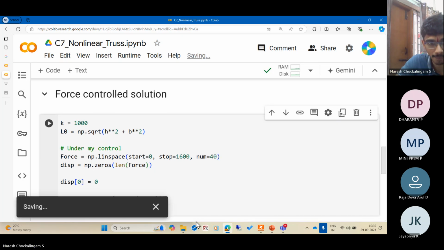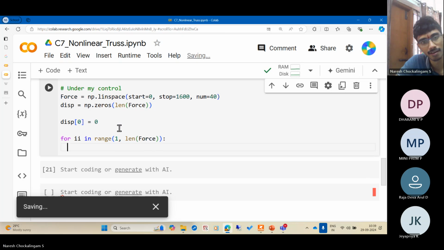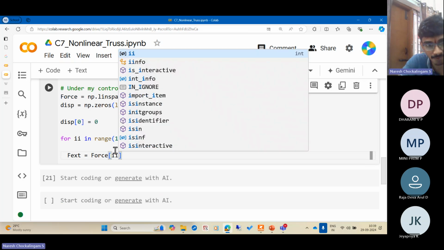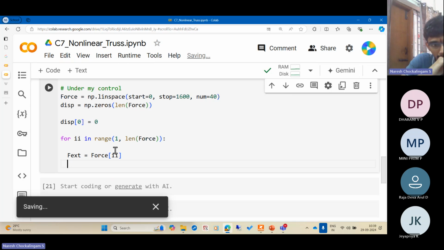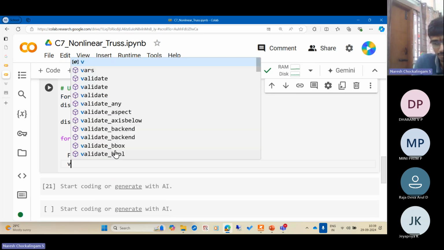Okay, this is okay. So I'm starting with 1 and going on. Now what is the current force? I'll say F external is equal to force of i. I'm applying some force. Then I want an initial guess. What to do for the initial guess? I can call the initial guess V0. V0 is what?